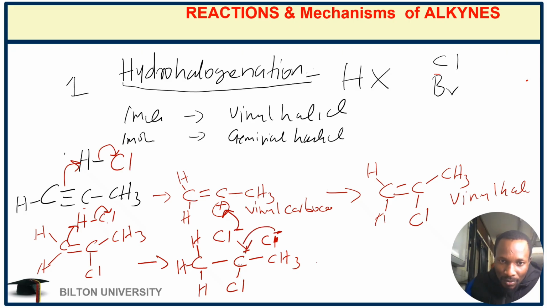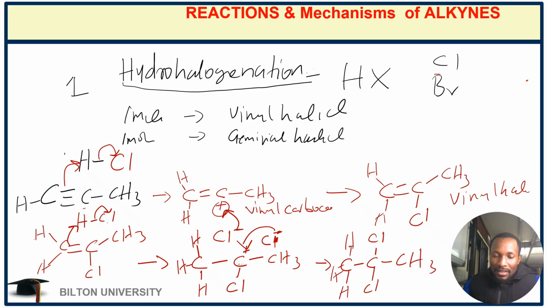to give us what we call carbon-carbon, chloride atom, CH3, hydrogen. And this is what we call a geminal halide. Now let's take a look. Initially we formed a vinyl halide, and we add another 1 mole, the one that we have just added here, to give us a geminal halide.